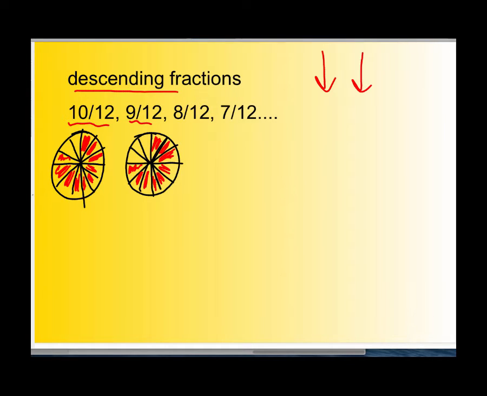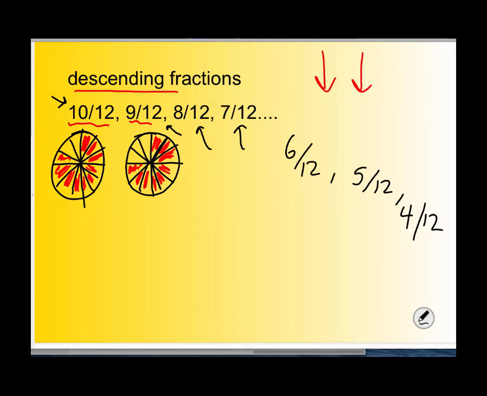Okay, I'm not going to draw the rest of the pizzas. I hope you can infer what they would look like. But these values are going down. So you've got 10/12, you've got 9/12, you've got 8/12, you've got 7/12. Well, I guess you'd then have 6/12. Then you'd have 5/12. Then you would have 4/12. These are descending fractions. You could also do it like this. You could go 10/12 to 5/12 to 3/12. They're still going down, aren't they, in value? They're still getting smaller and smaller as you go along.